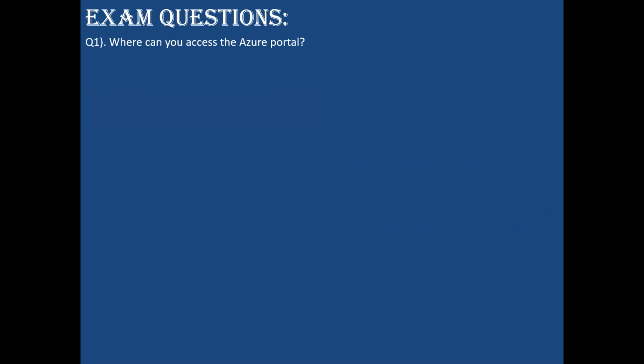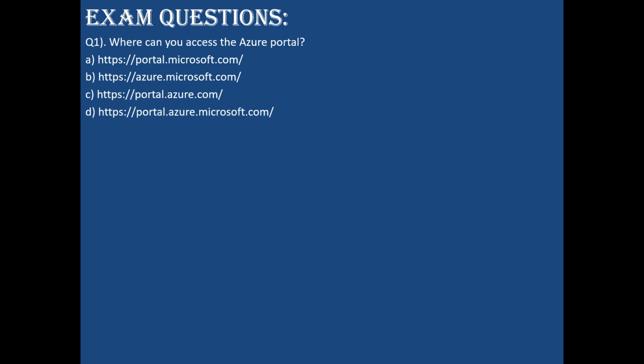If you see where you can access the Azure Portal, okay? So portal.microsoft.com, azure.microsoft.com, portal.azure.com, portal.azure.microsoft.com. So as you know, the very important thing is in order to do anything in the Azure, in order to access any Azure service, we need to log in into the Azure portal by using the portal.azure.com. So the answer is C.